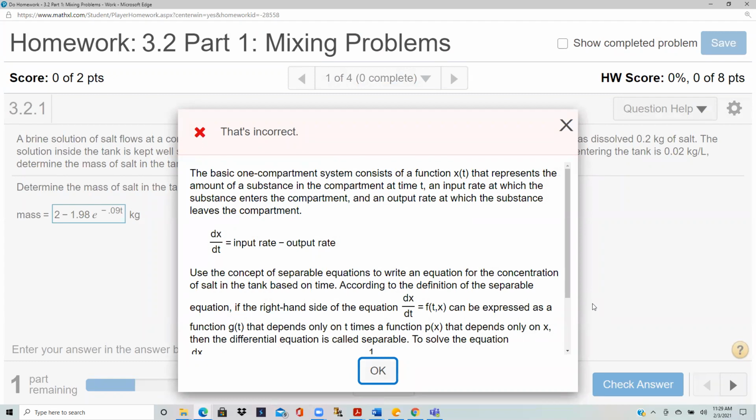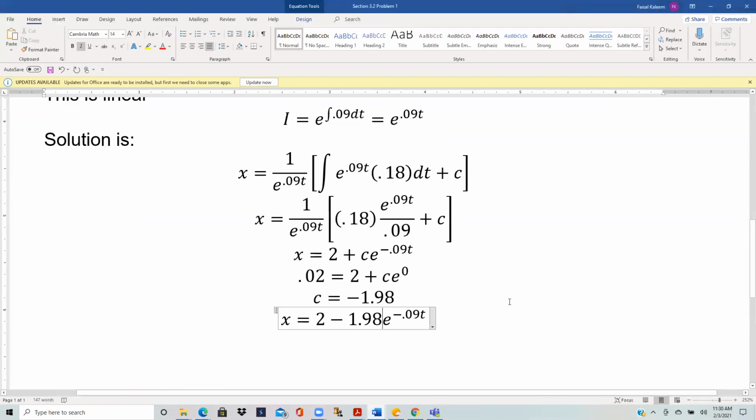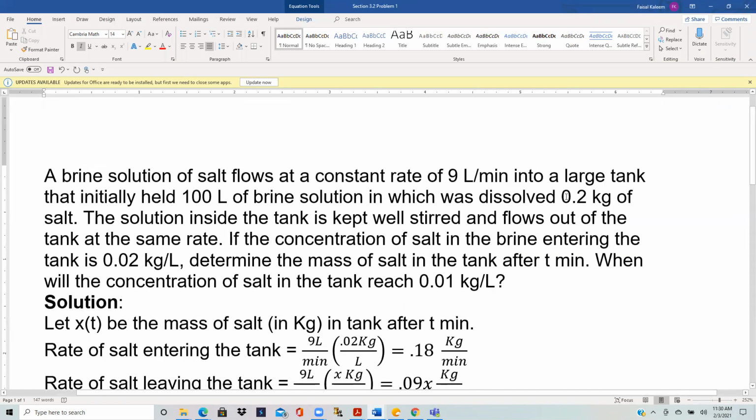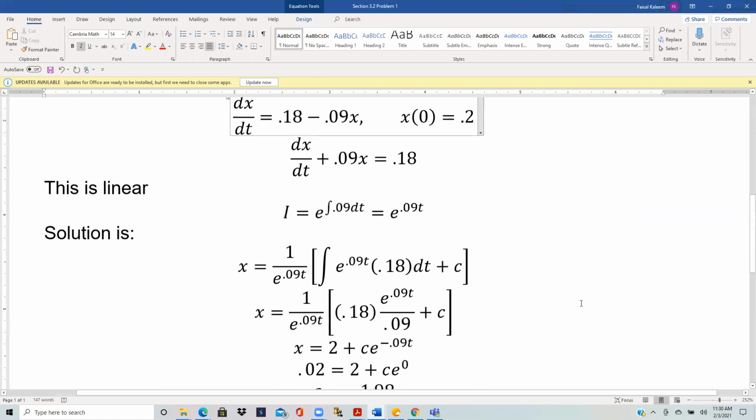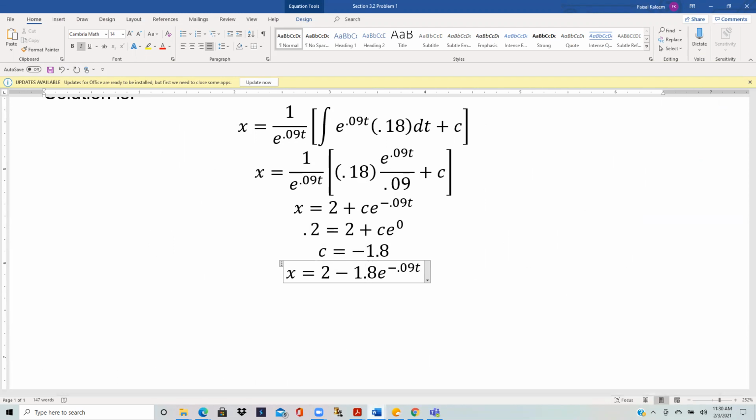Okay, so let's see. Where did we make an error? Let's go back. Oh, the initial quantity was not 0.02 kilogram, but 0.2. For some reason, I wrote that as 0.02. Let's see, okay, we have it correct here. So it was 0.2 and not 0.02. So that will change things over here. So 2 minus 0.2 is 1.8. Not 1.98, but 1.8.